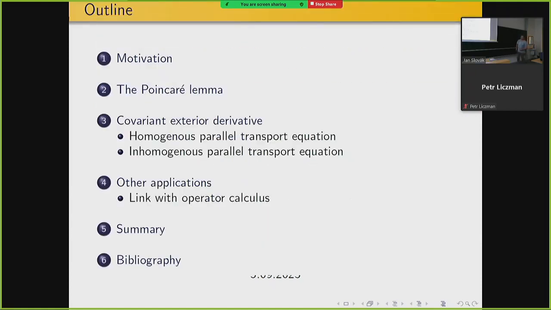So here's the plan of my talk. First the motivation, then I will talk about the Poincare lemma, which is one of the few tools to solve partial differential equations in differential geometry. The other one is the Frobenius theorem, and there is also an analytic theorem, which is called the Cartan-Kähler theorem, which is I think the most sophisticated. But I will focus on the methods which originate from the Poincare lemma.